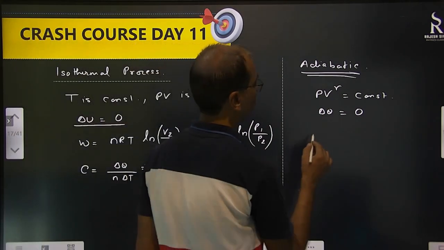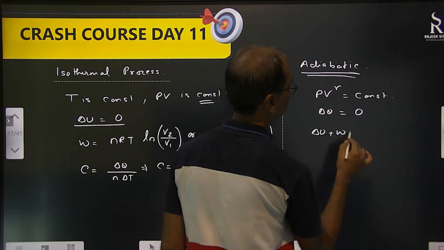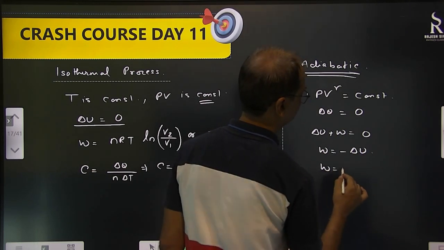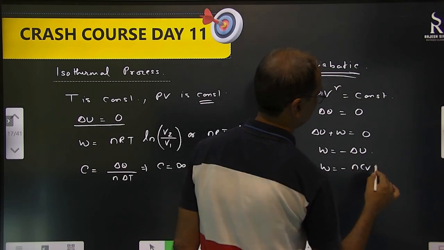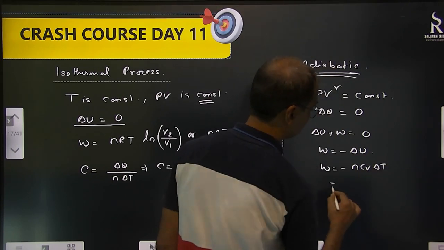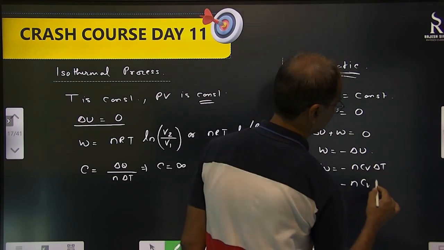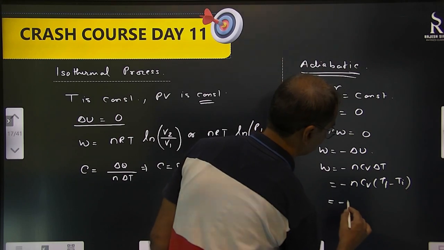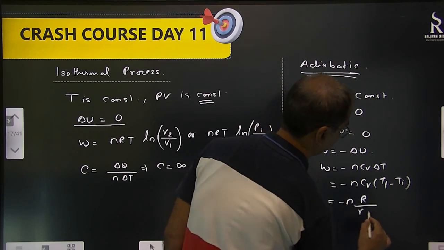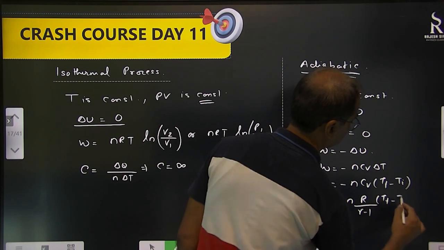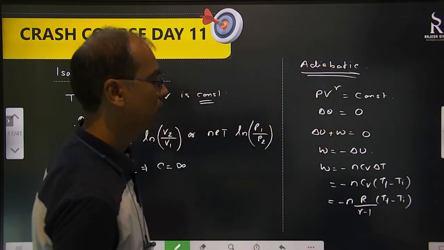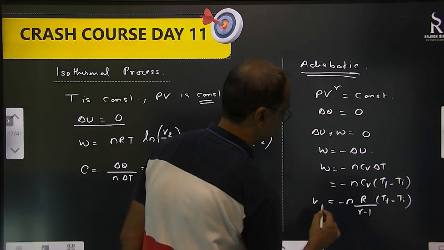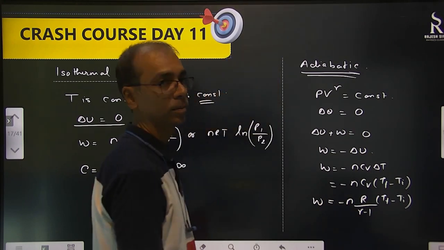So if delta Q is 0, we can write delta U plus W is 0. That means W equals minus delta U, which means W equals minus n CV delta T, that is, minus n CV times T final minus T initial. Write CV value also: minus nR by gamma minus 1 times T final minus T initial. See how all these minus signs are coming. Same way we have to keep.